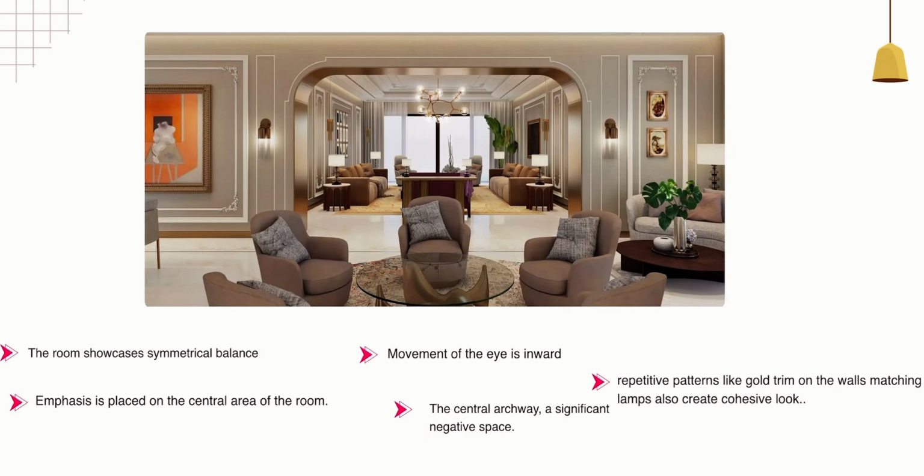The room exhibits symmetrical balance on a micro level, but overall leans towards asymmetrical balance. For instance, the two side tables flanking the sofa and the four-frame picture on the other side of the television create a symmetrical arrangement around the central TV.